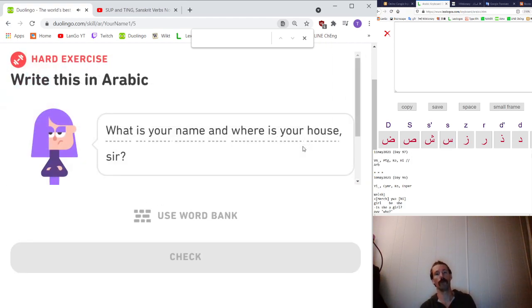What is your name? And where is your house? Sir, ma ismik, where? And then the word where. N something. Ma ASMK. Then a V for and. Zero copula. Only difference is the definite marking. Let's do that next and compare, and then maybe Irish or Celtic or something. Irish or Gaelic. Something Celtic, where it's also verb initial.